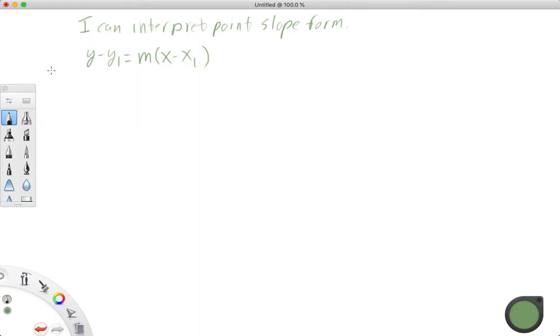Our objective for this video is I can interpret point slope form, and point slope form is just another way to represent our graphs and such.